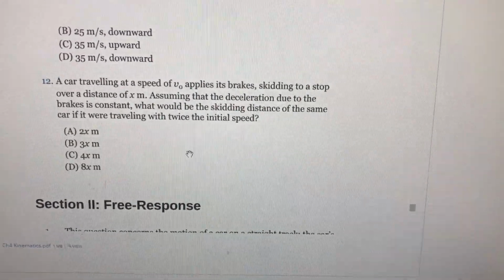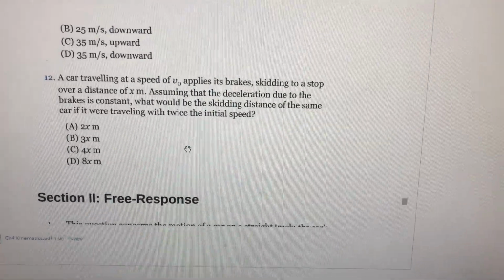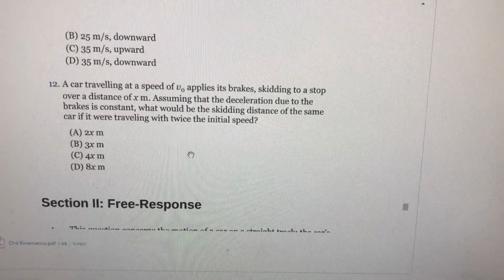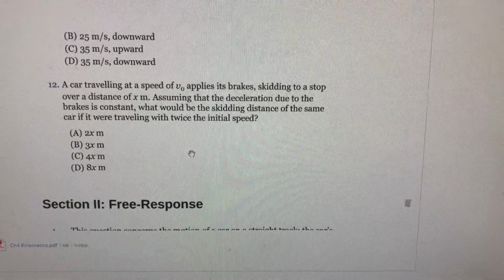All right, so those are some of the kinematics questions. If you have any other specific questions, you can always email me or ask me to go over any of the things from that unit at any point before the test, the AP test if you're taking that.